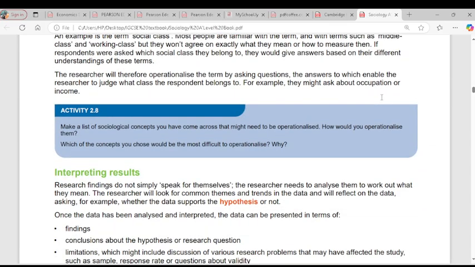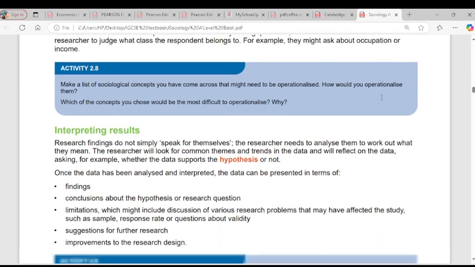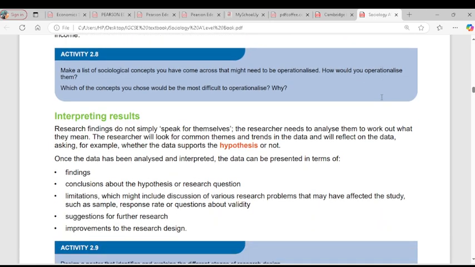Then we go to interpreting the results. This is the stage where researchers have to analyze their research findings. Research itself does not speak. You make a research, but the research will not speak for itself. You have to analyze and interpret the research. That is the stage. As soon as you are able to do that, it allows you to analyze your research and present it in terms of the findings. What are those things you are able to put together?